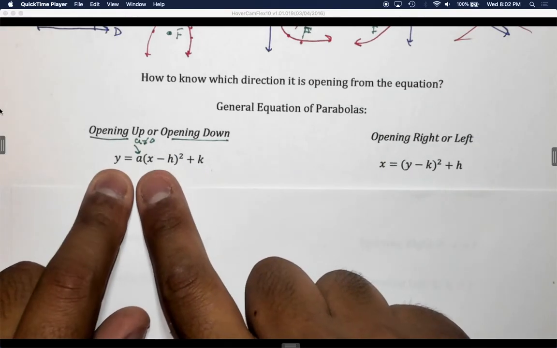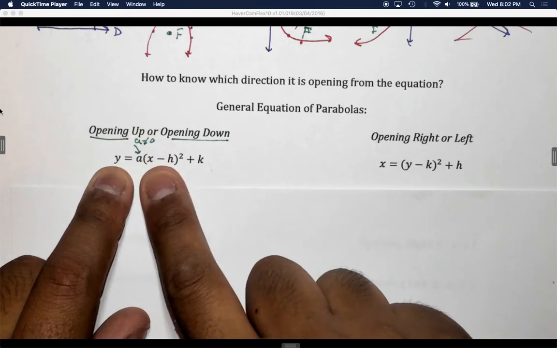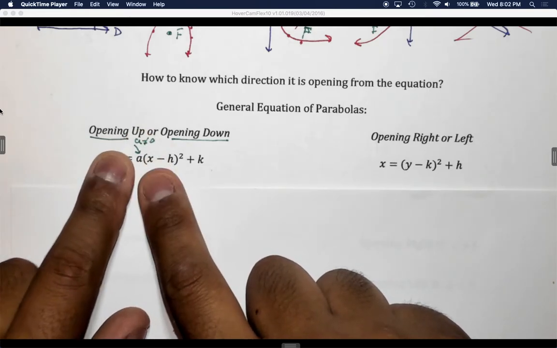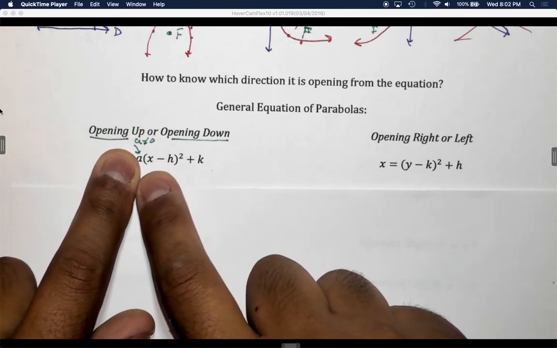So pretty much, if you ever arrive at an equation and you have a y and an x, and only one of them is getting squared, and the x is getting squared, do you see how the x is getting squared along with the h here?